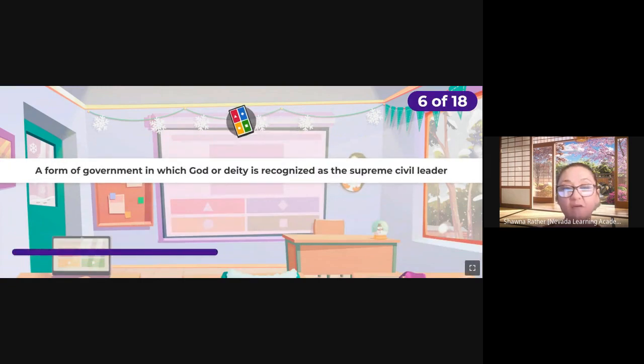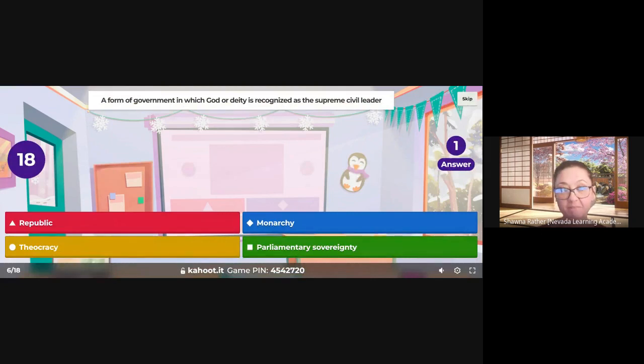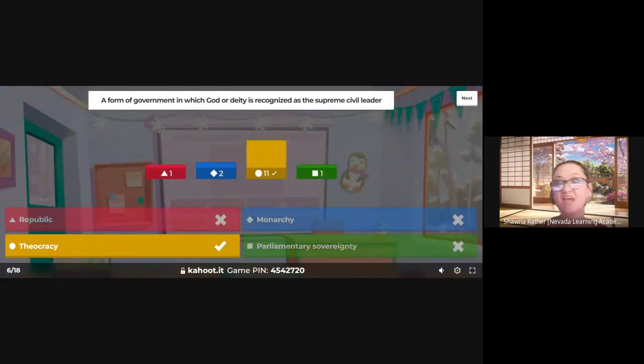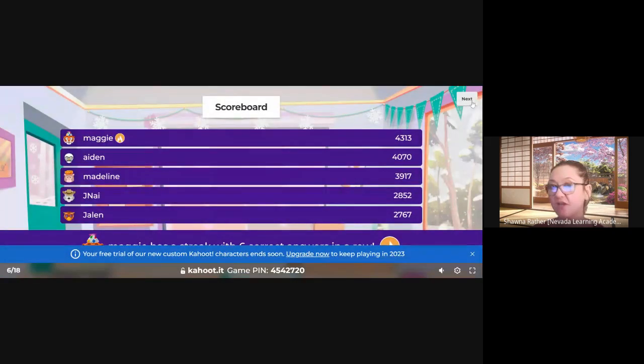Form of government in which God or deity is recognized as the supreme civil leader. Theocracy. Think Iran, right?